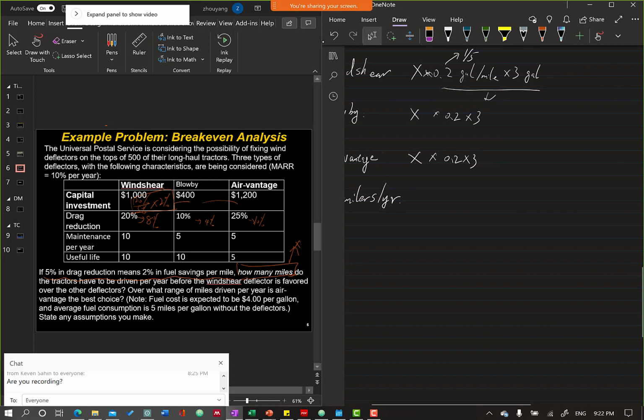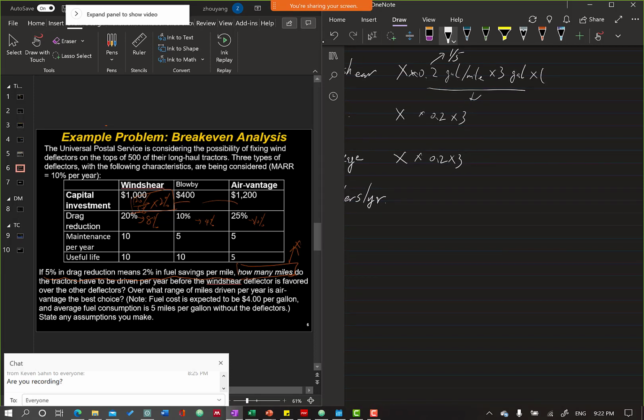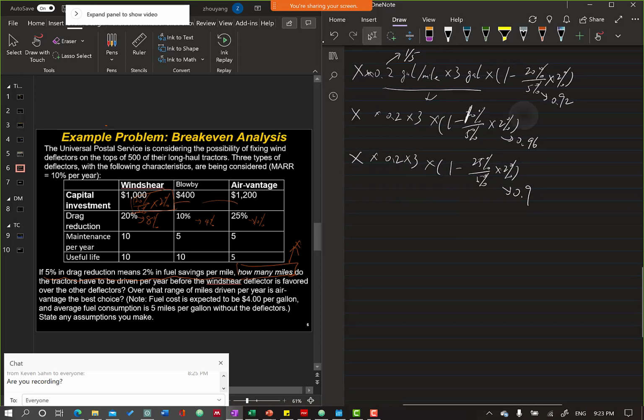And then since it's a reduction, for the wind shear that'll be 1 minus 8%, times 2%. So that's what is left for the fuel. For the second option, blow by, that's 1 minus 10% divided by 5% times 2%. And this one will be 1 minus 25% divided by 5% times 2%. For the first one, that's 0.92. For blow by, that's 0.96. And for this one, that's 0.9.